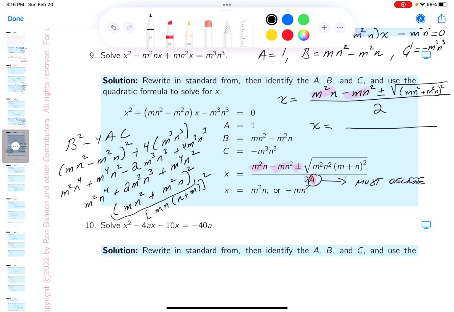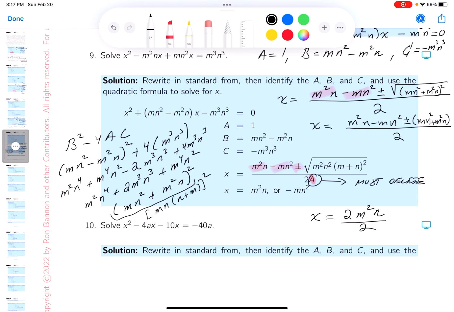And one step at a time. It's going to be m squared n minus mn squared. And this plus or minus helps me a great deal on the root. And what's that going to be? mn squared plus m squared n. All right? I got some problems over there, but I'm going to do them right now. And so I'm going to do the plus first. And what are you going to get? You can get 2m squared n over 2 if I do the plus.